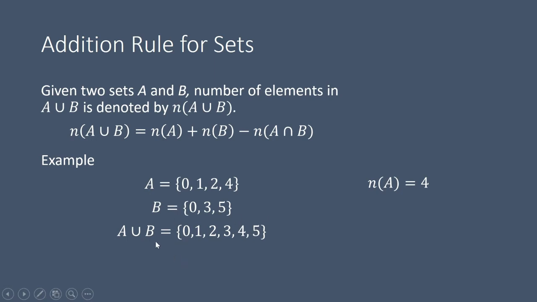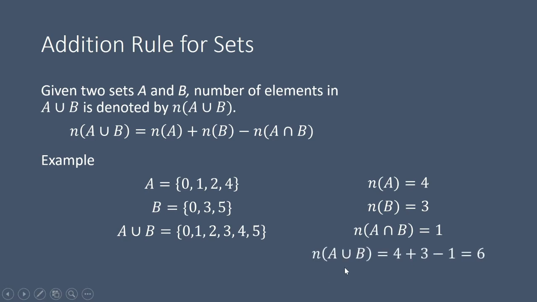Let us show that this agrees with the result of our set operations. The number of elements in A is 4. The number of elements in set B is 3. If the number of elements in A union B is just n of A plus n of B, it's going to be 7. And you know that it is not 7, it is only 6. What happens here is, if we don't remove this, we are counting 0 twice. You will count 0 only one time. So the number of elements in A union B is equal to 4 plus 3 minus 1, which is equal to 6.